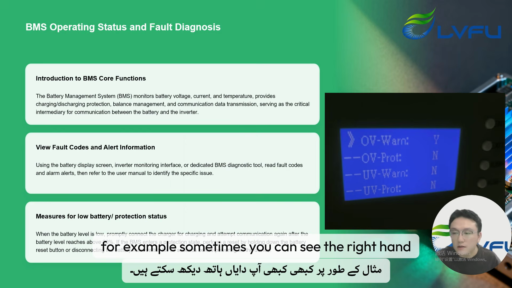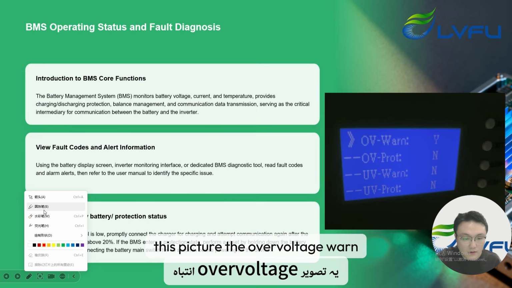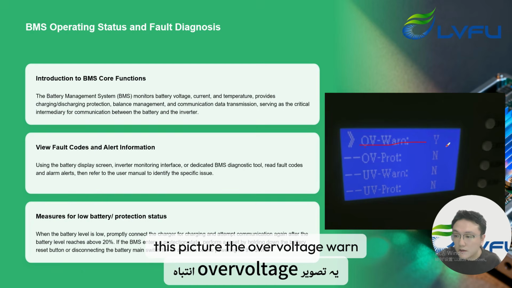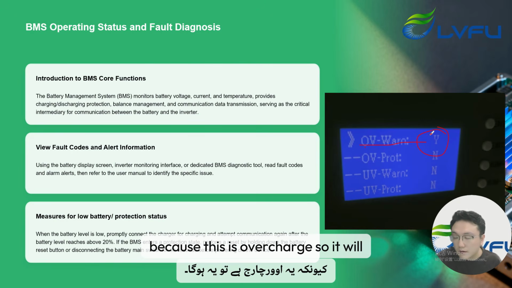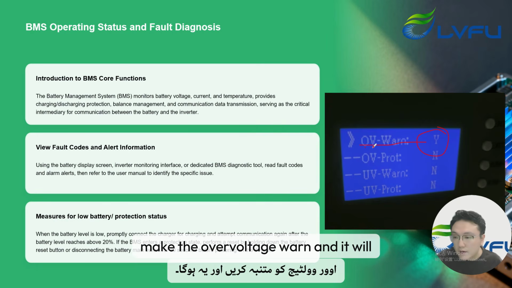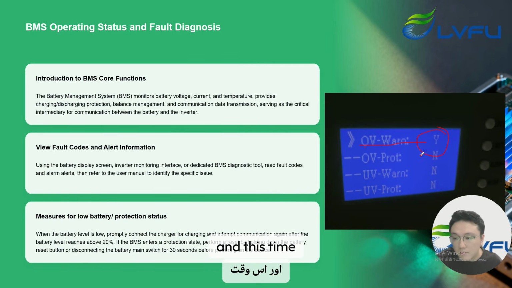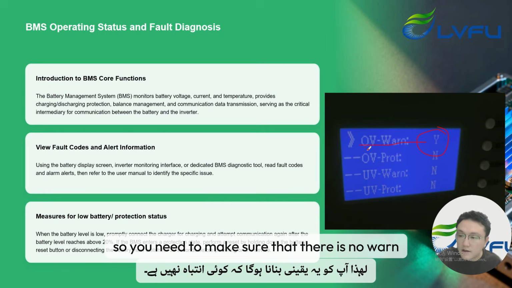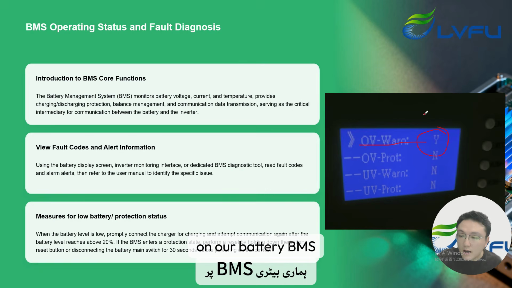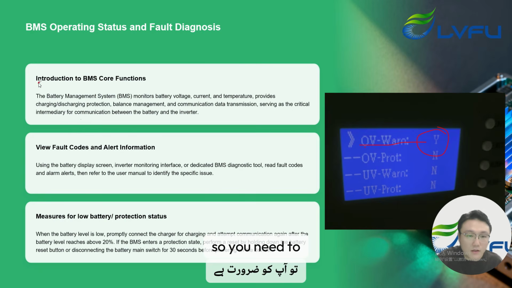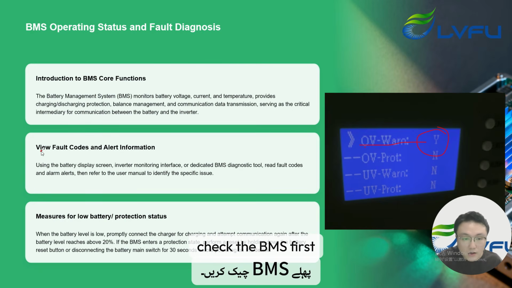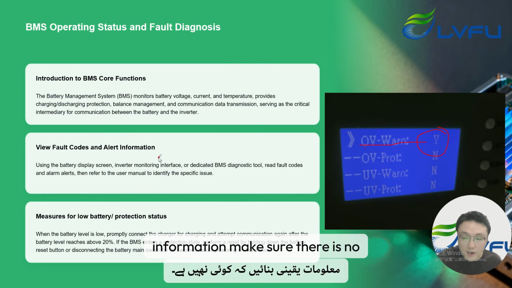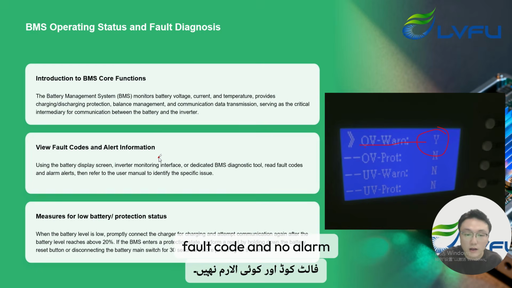For example, sometimes you can see in the right-hand picture, the over voltage 1. This is because of overcharge, so it will trigger over voltage 1 and become a protection, and this time the BMS will cut off the communication with the inverter. So you need to check the BMS first, view the fault code and alarm information, and make sure there is no fault code and no alarm.